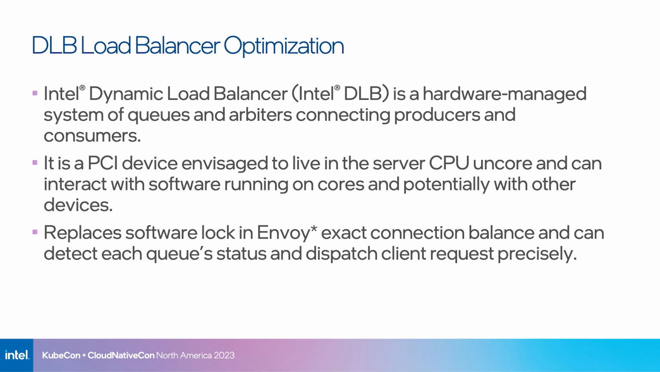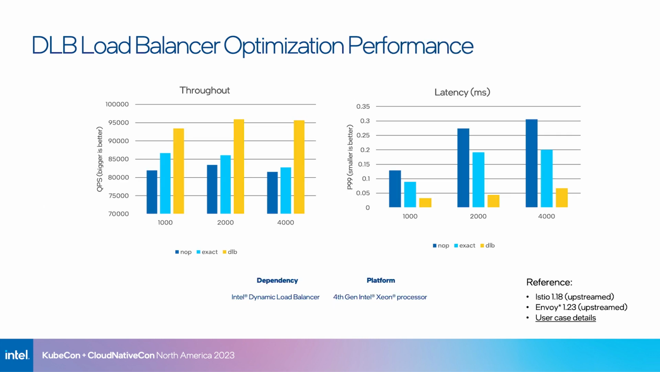Envoy now supports, in addition to the exact connection balance, a balancing solution using Intel DLB. We can now dispatch client requests without the software locks, and save CPU cycles. If you see the performance comparison between Envoy exact balance, kernel balance, and using DLB, you can see there is a throughput and latency benefit to a much larger extent.